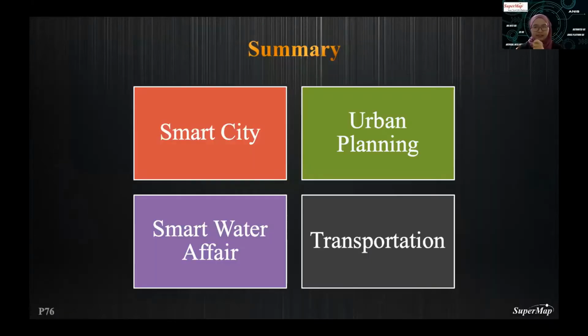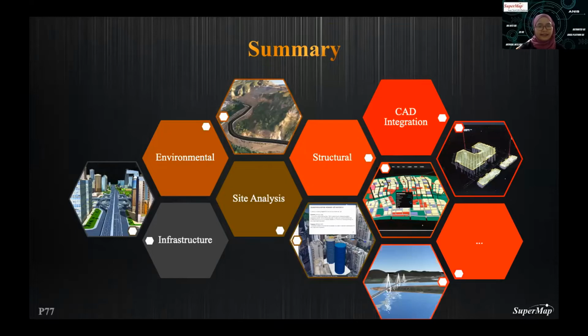So you have been exposed to smart city applications from BIM technology, urban planning that is strongly related to 3D technology, and then smart water affairs and transportation that can significantly combine multi-source data with BIM, GIS, and also IoT technologies. Other than that, SuperMap also supports other civil engineering applications such as environmental, site analysis, infrastructure, CAD integration, structural, and so on. You can let us know if you are interested to know more about all of these applications.